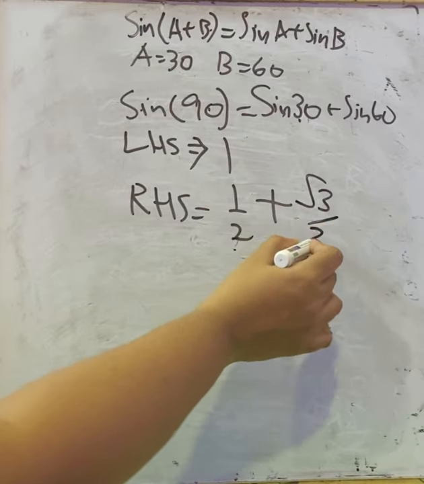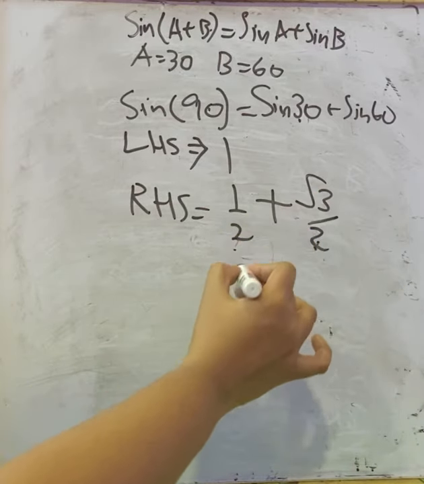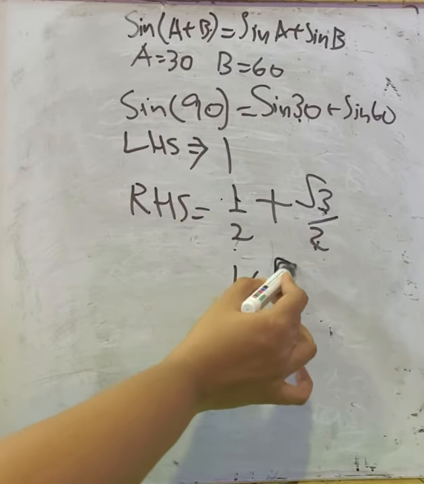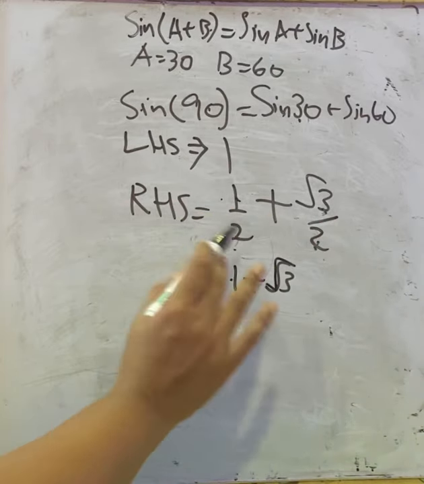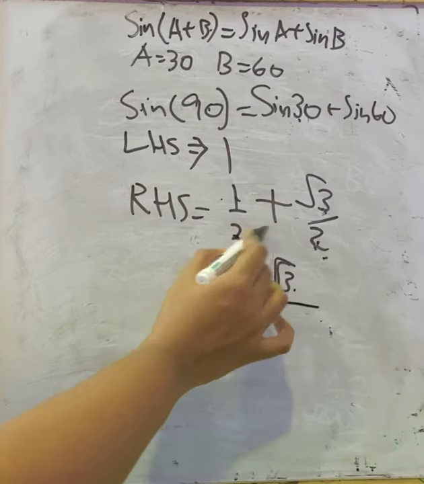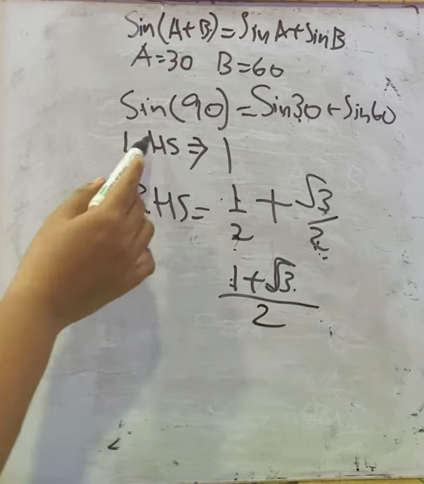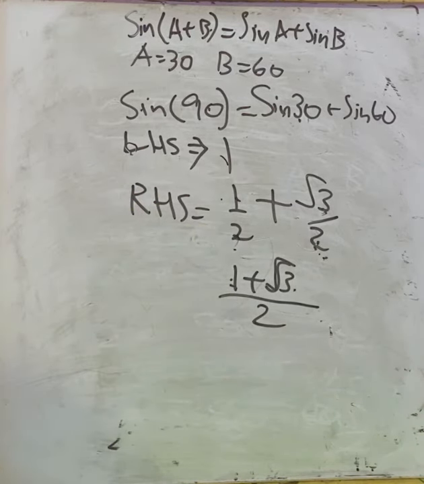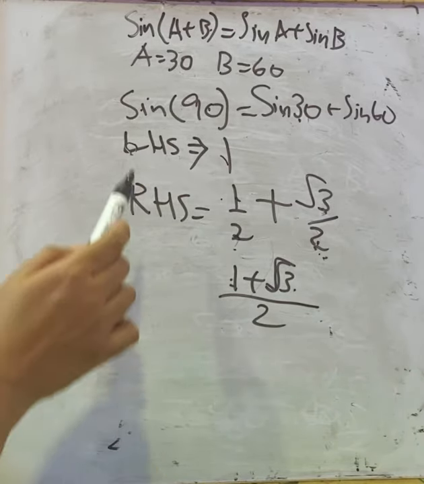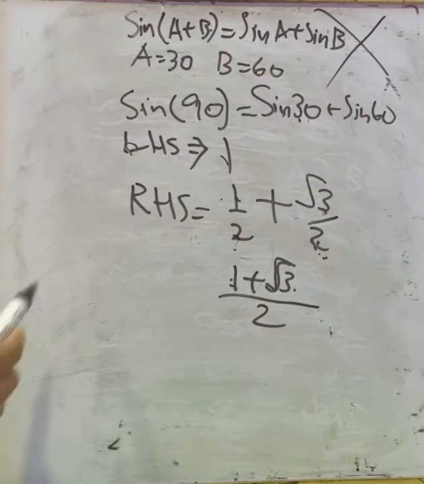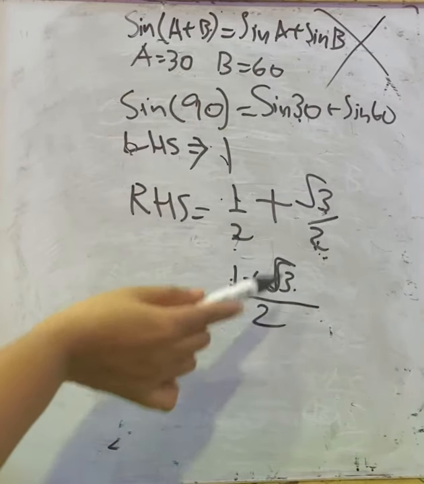Here denominators are the same, so you can directly add them, that is 1 plus root 3. Don't add 1 and 3 here because one is rational and the other one is irrational. So this is the answer, 1 plus root 3 in the numerator, and the common denominator you will copy. So in the LHS part we have 1 and in the RHS part we have 1 plus root 3 by 2. So these are not equal. So the statement given in the question is false. LHS and RHS are not equal.